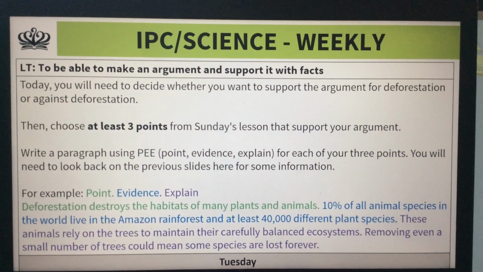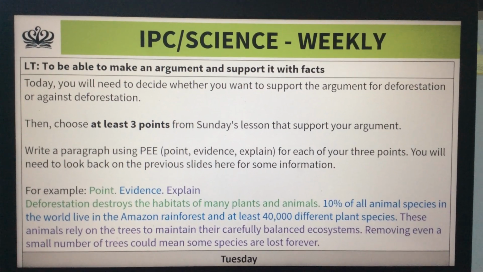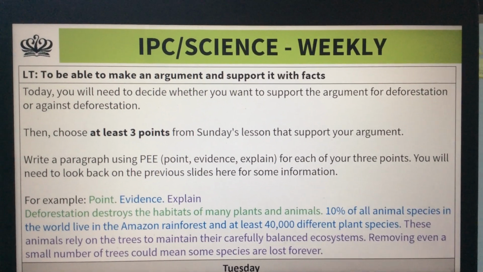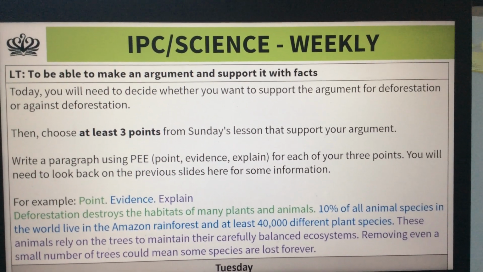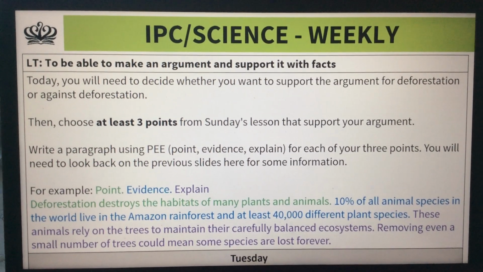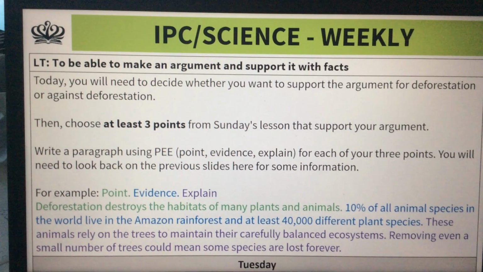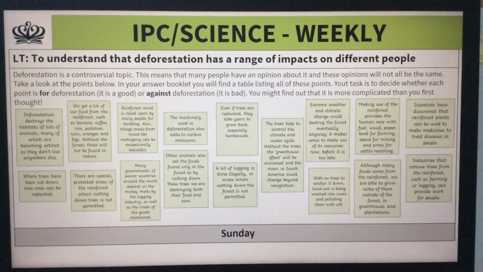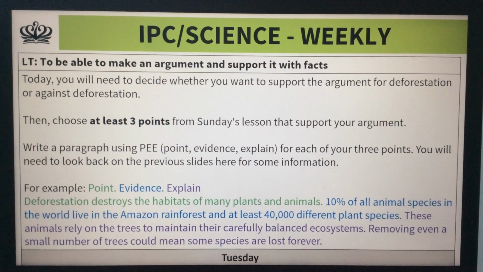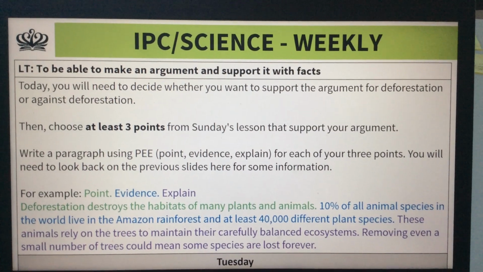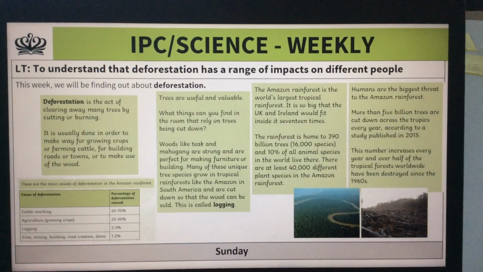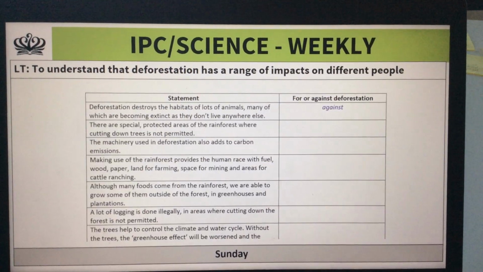Right, your next lesson is to take all those points that you have read and sorted at the beginning of the week and to write a paragraph. You need to decide whether you support the argument for deforestation or against, and it's up to you if you decide for or against. Then you need to choose at least 3 points from here that support your argument. Then you need to write a paragraph using PEE, point, evidence, explain, for each of those 3 points. And looking back on this slide will help you as well.